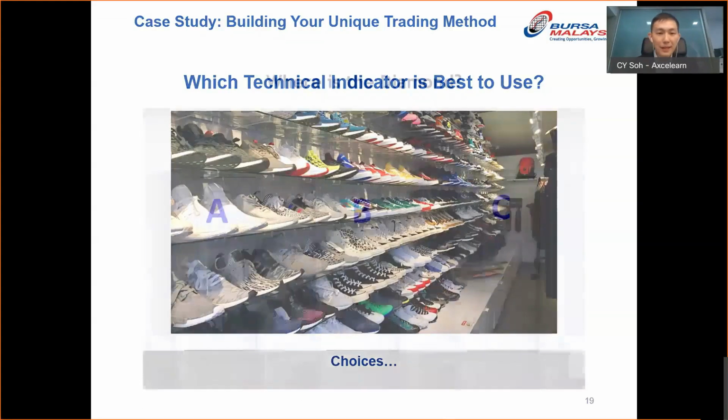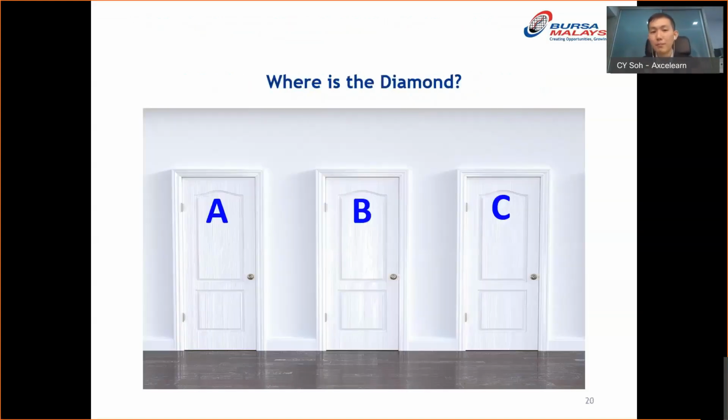Now, let's play a quick and simple game. Here are 3 doors, and behind the 3 doors there is one diamond. Can you tell me which of these doors has a diamond behind it? Is it door A, door B, or door C?